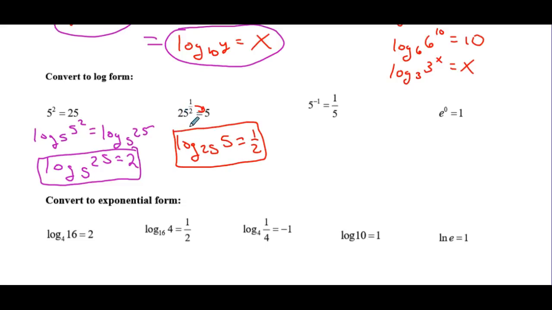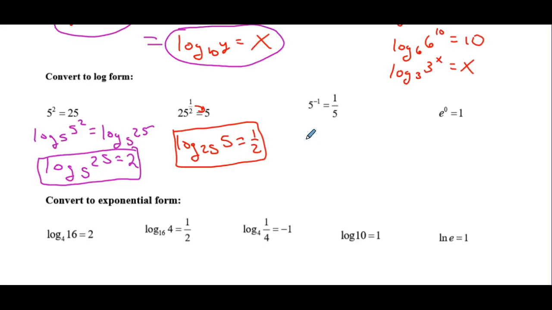All right. My base always remains the same, right? The base always remains the same. And then these two numbers switch positions. Again, this is just writing in equivalent form. This is not an inverse yet.